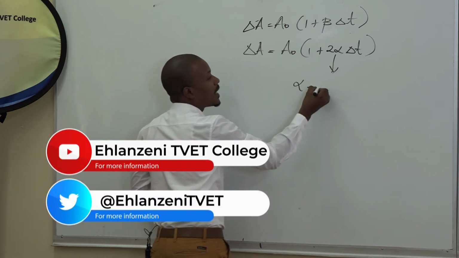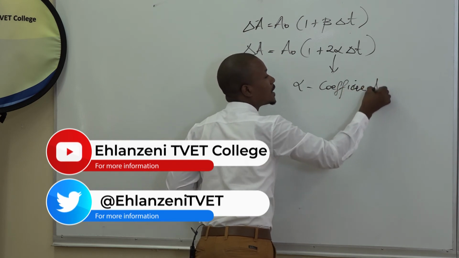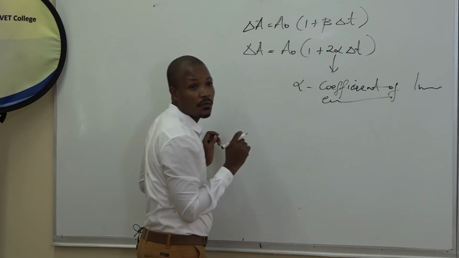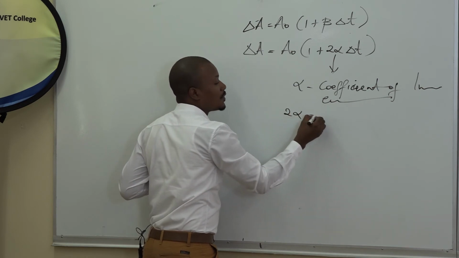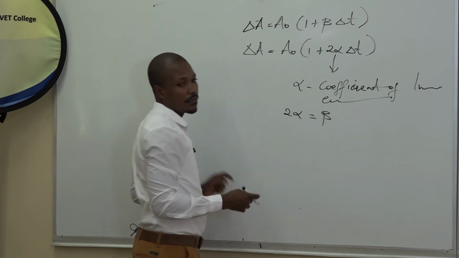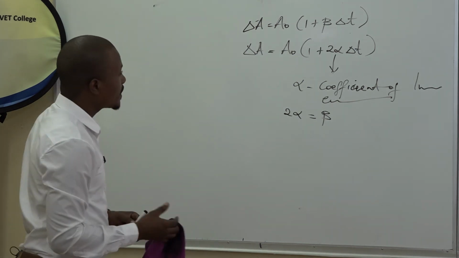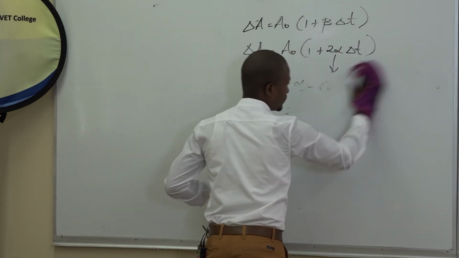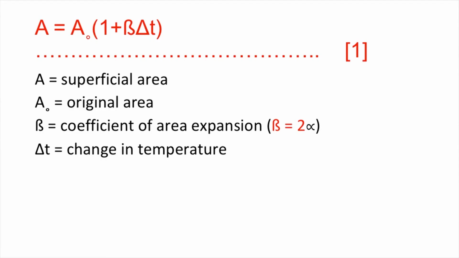What is 2α? We know that α is the coefficient of linear expansion. So if you multiply it by 2, this will give you β, which is the coefficient of area expansion. But it is very much important to know how to go about applying that. How do we apply that? We'll see it in this question.